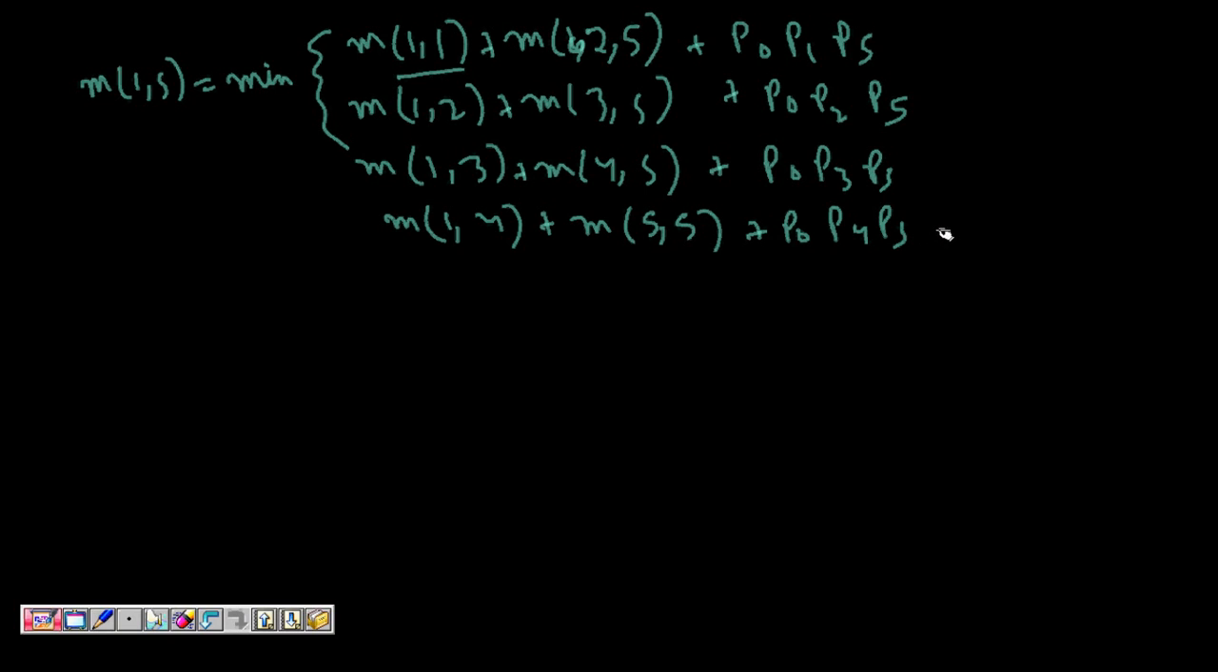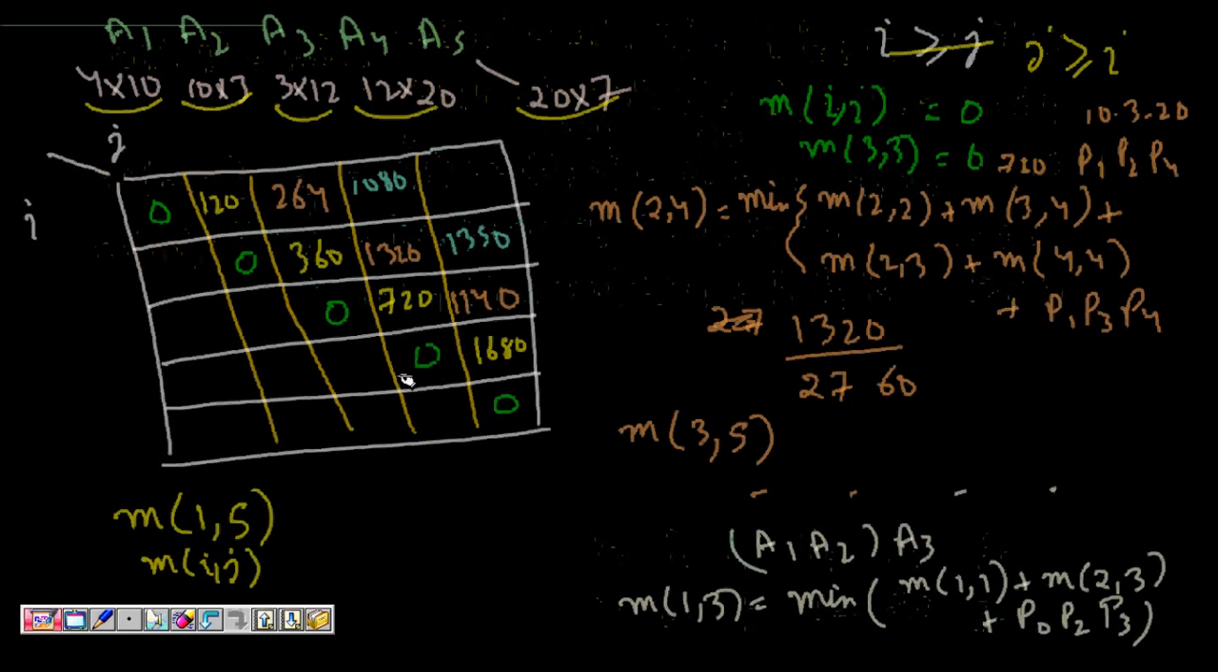So we can directly write the values: 1544, 2016, 1344, and 151630. The minimum is 1344. So we take 1344. So these many calculations will be taken for the matrix chain.